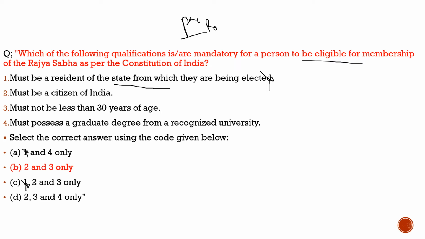When the first statement is incorrect, we can eliminate option A and option C. Now let's have a look at the second statement. Must be a citizen of India. 100% correct. If he is not a citizen, then how can he be a member? So the second statement is correct. Third statement, must not be less than 30 years of age. 100% correct. This is also an eligibility criterion.